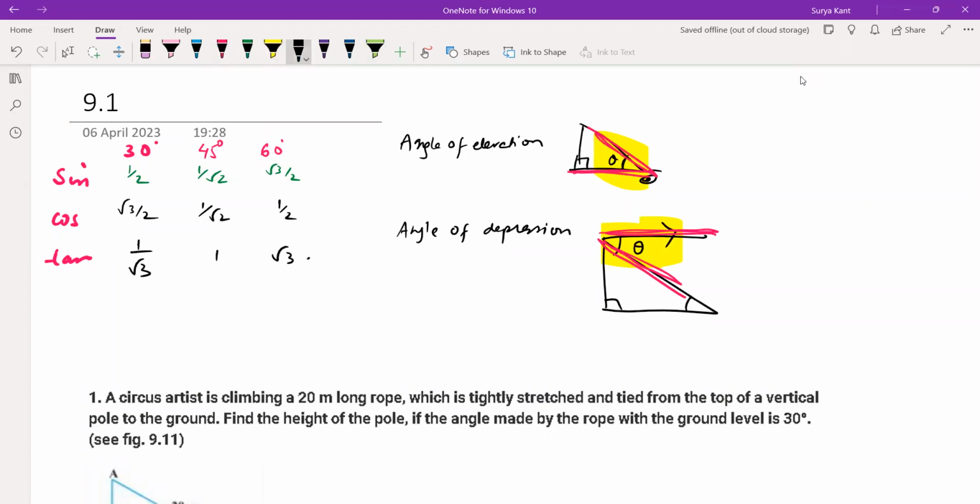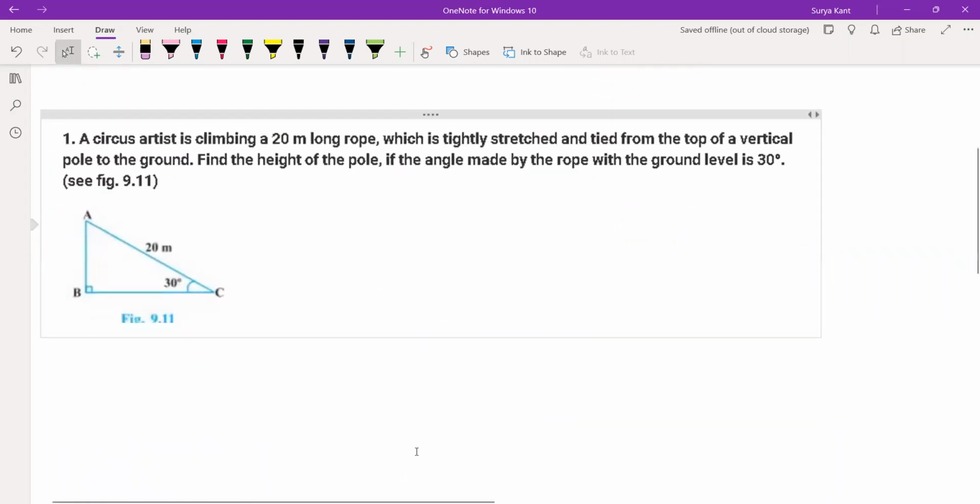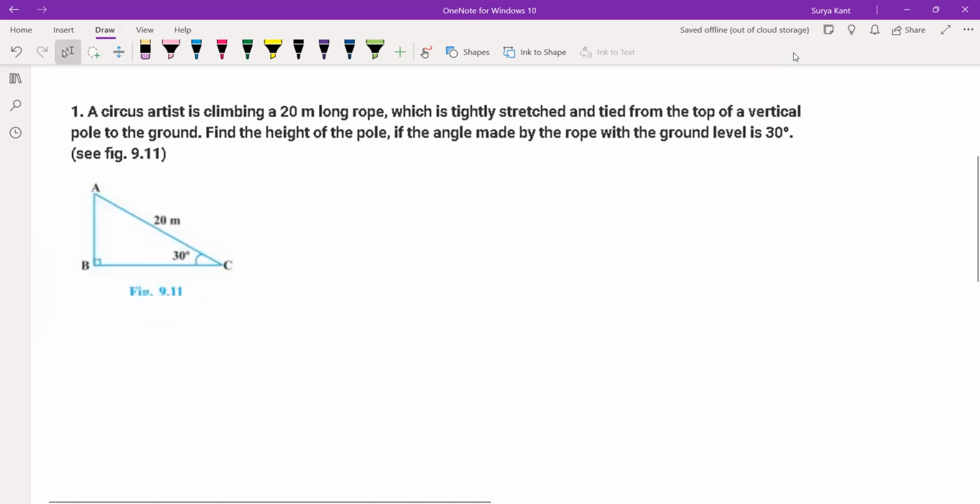By mistake, you should not write it this way. This is wrong, this is not the angle of depression. Always remember, the angle of elevation or depression is between the horizontal line and the line of sight. We are just dealing with right angle triangles in this case. In your CBSE board, they won't give the figures, so you have to draw the figure.